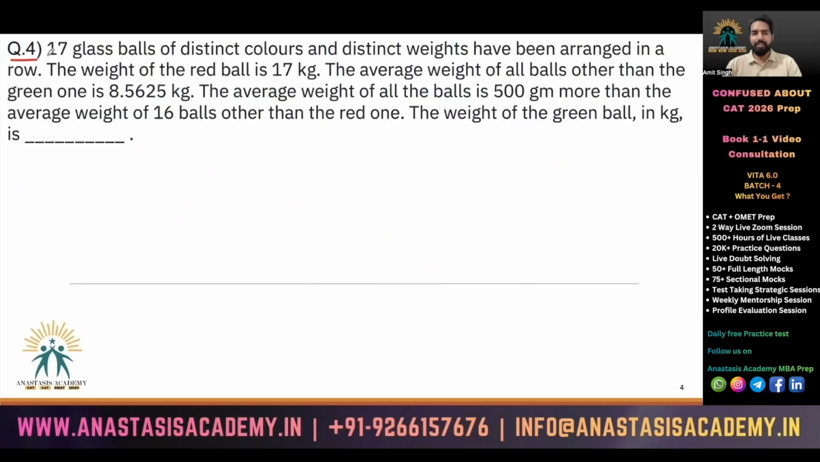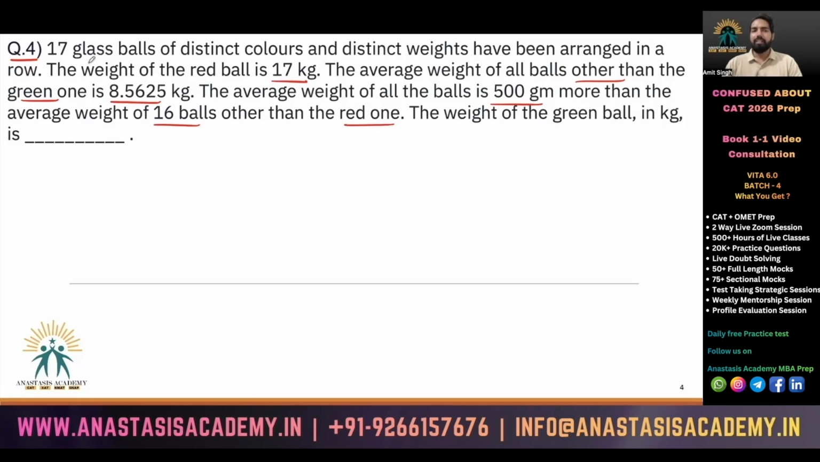Let's look at this question now. 17 glass balls of distinct colors and distinct weights have been arranged in a row. The weight of the red ball is 17 kg. The average weight of all the balls other than the green one is 8.5625 kg. The average weight of all the balls is 500 grams more than the average weight of 16 balls other than the red one. The weight of the green ball in kg is.